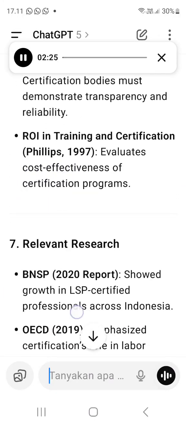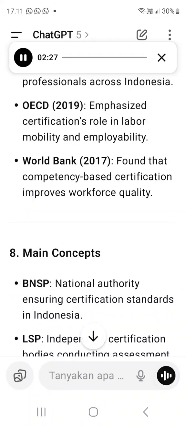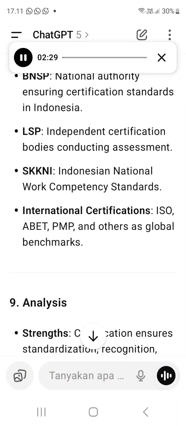8. Main concepts. BNSP, national authority ensuring certification standards in Indonesia. LSP, independent certification bodies conducting assessment. SKKNI, Indonesian National Work Competency Standards. International certifications, ISO, ABET, PMP, and others as global benchmarks.